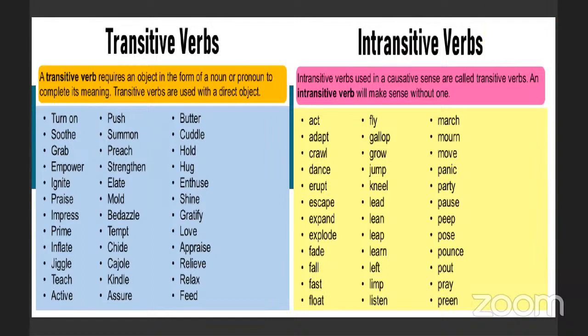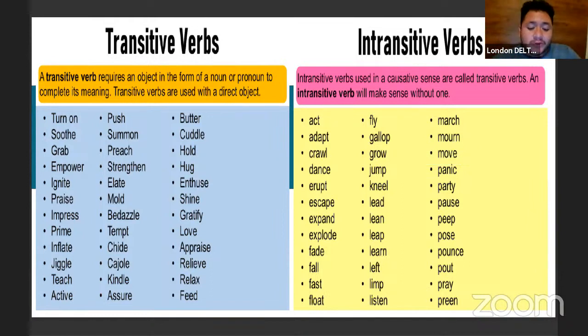Raise. Raise, exactly. Raise your hand. ¿Por qué no se puede decir "rise your hand"? Bueno, porque rise es un verbo intransitivo. So that means that rise se utiliza cuando algo se levanta el mismo.